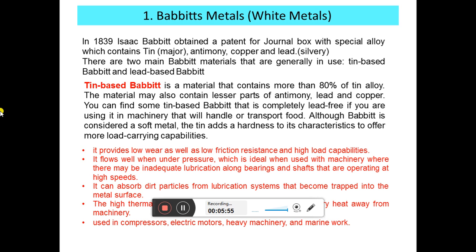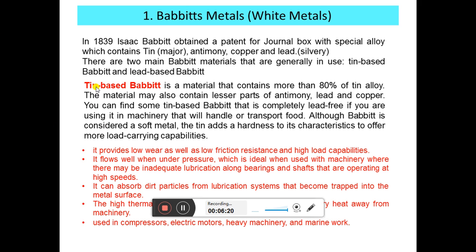What is meant by wear? Wear means a loss of material with respect to time. A periodic loss of material is called wear. So here the wear rate is less. Low wear rate means it has a high wear resistance property. Clear? Because it is a hard metal.